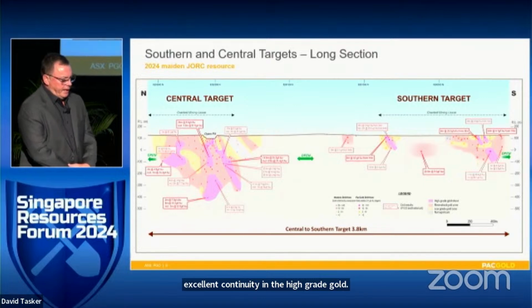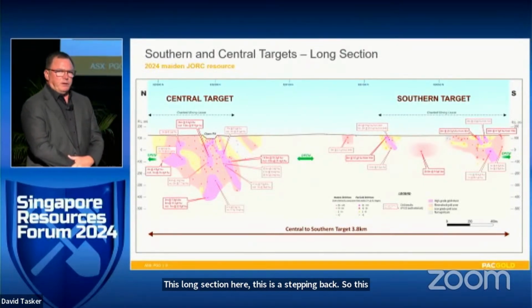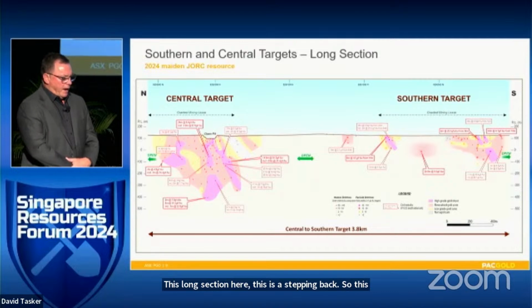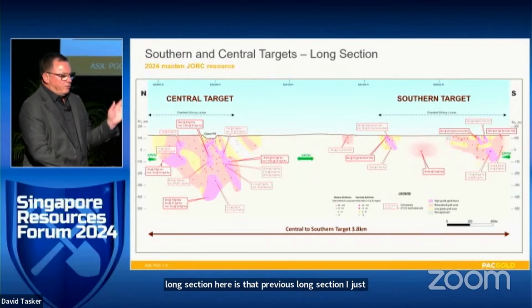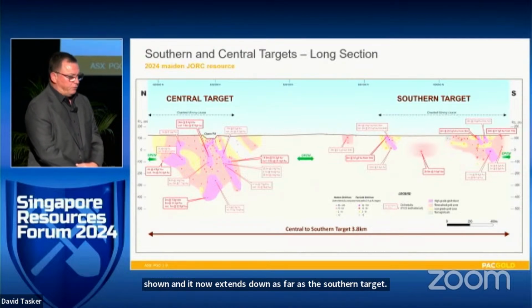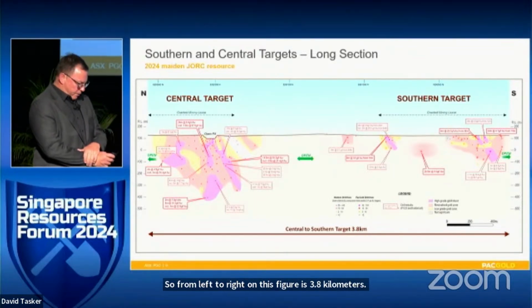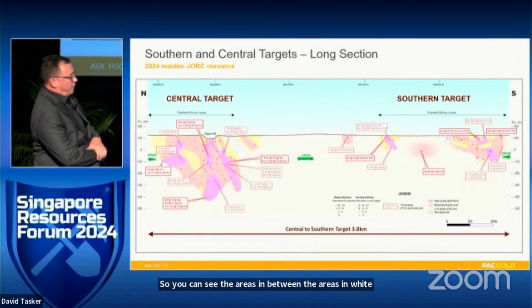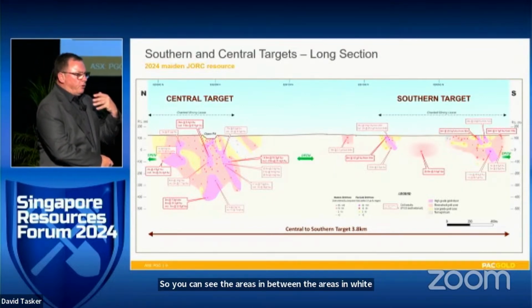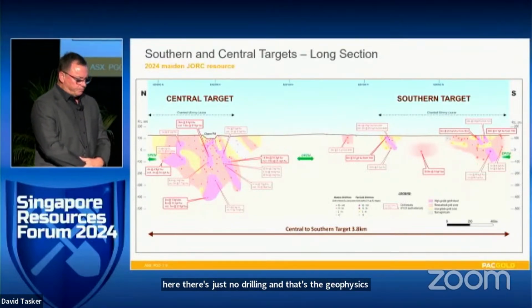This long section here is a stepping back. It's that previous long section I just showed, and it now extends down as far as the southern target. So from left to right on this figure is 3.8 kilometres. You can see the areas in between, the areas in white here, there's just no drilling. And the geophysics that we've completed shows that the entire system is connected on a very large scale.